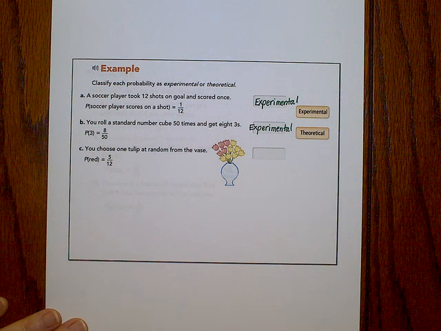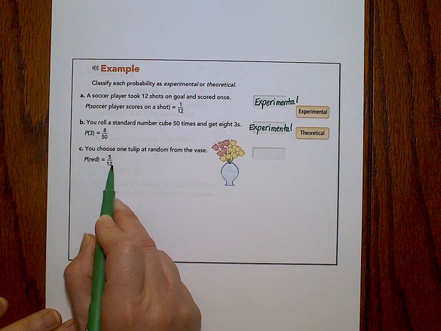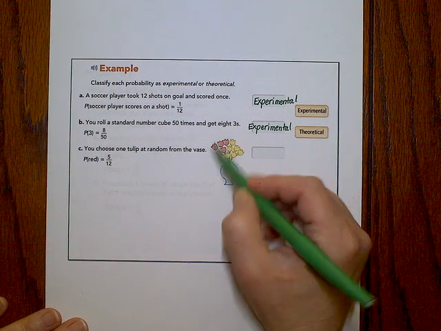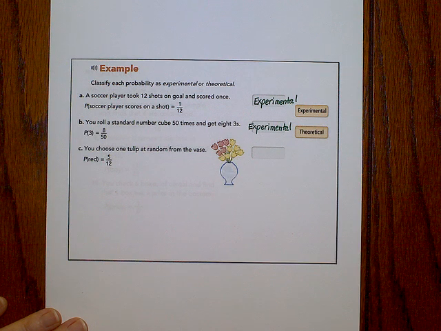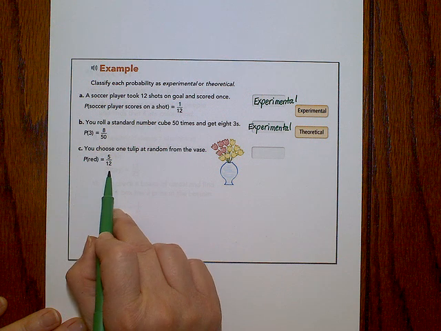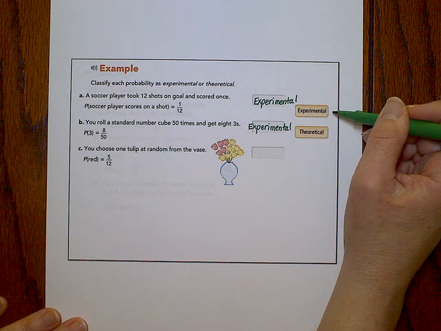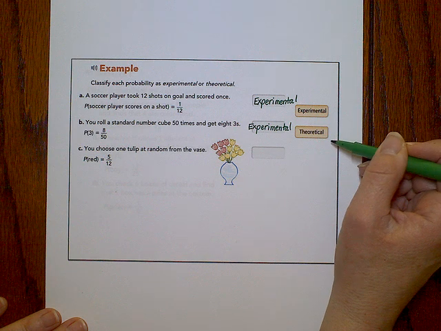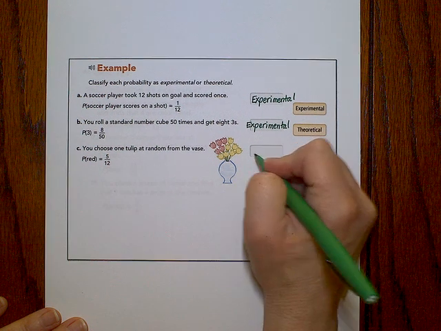Question C says you choose one tulip at random from the vase. We're finding the probability that it is going to be red. Here's our vase, here are our tulips. We have some red, we have some yellow. Is this probability of choosing a red tulip experimental? Did we perform an experiment? Did we take tulips out of the vase and count how many reds we got? Or is this theoretical? In theory, what should happen? The correct answer is this is theoretical.